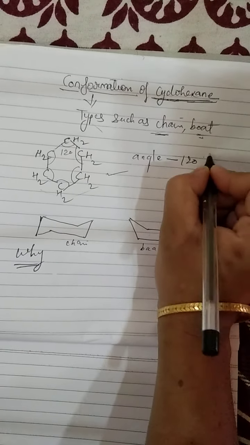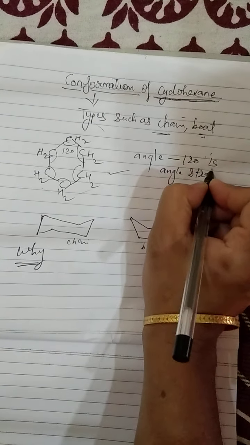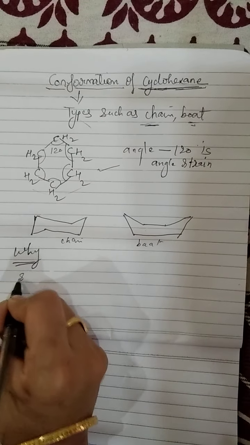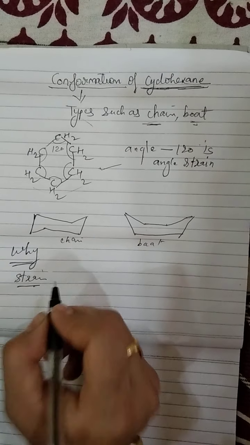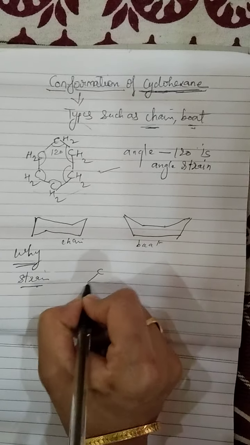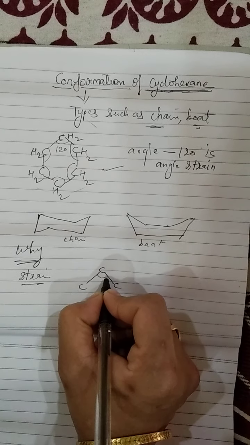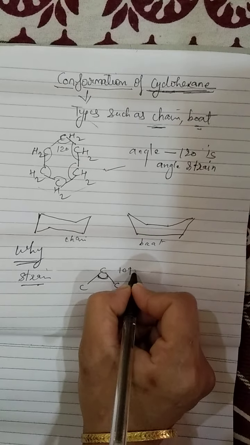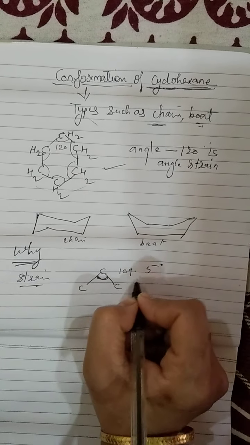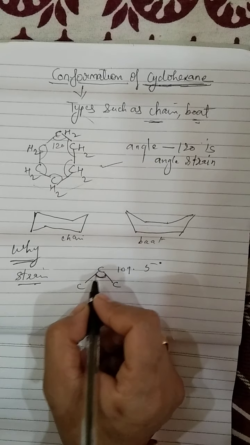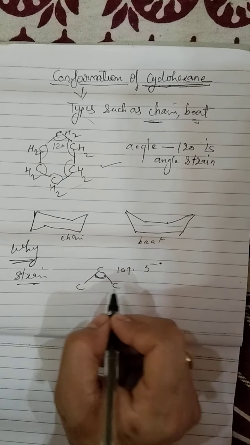then there is angle strain. Now what is strain? Strain means tanav, that is what we call it. Angle strain: if one carbon atom is bonded to two carbon atoms, this angle should always be 109.5 degrees. Then only the structure made by these carbon atoms will be stable.